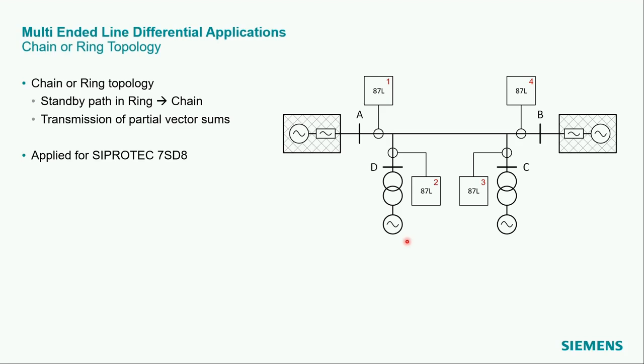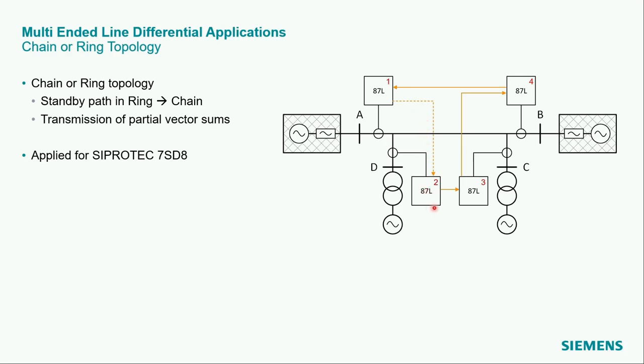The devices in such an arrangement need to be identified clearly using IDs. Here we use the labels 1, 2, 3, 4. In a ring topology, each device requires 2 protection interfaces to their neighbor. For SIPROTEC devices, in a ring topology, the channel between relay 1 and 2 will be the hot standby path. That's why it's dashed here.